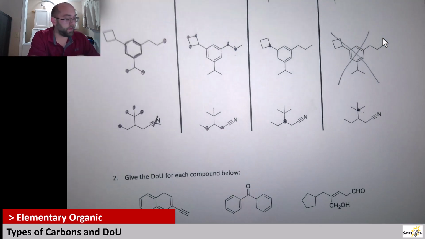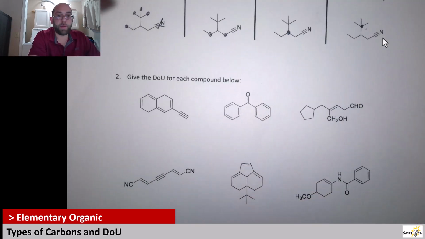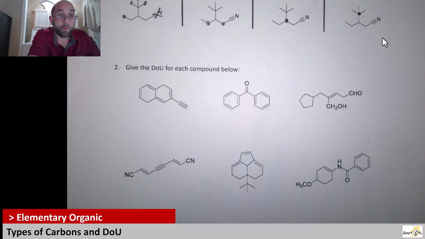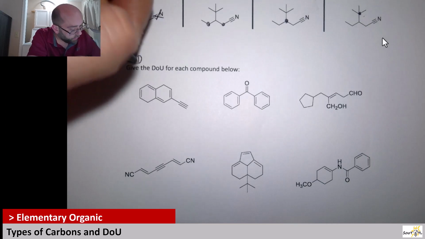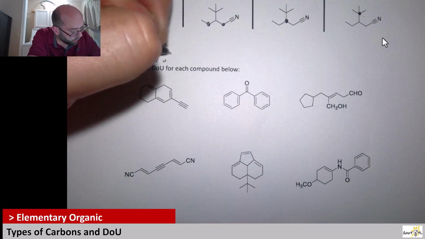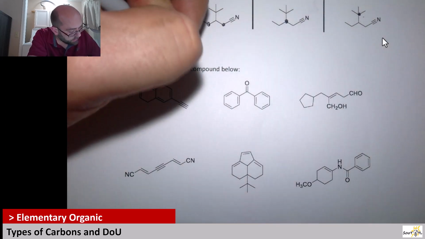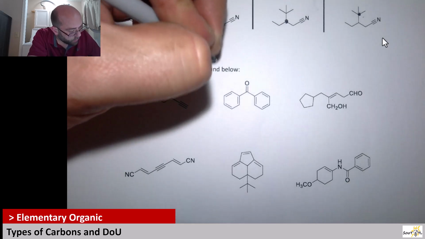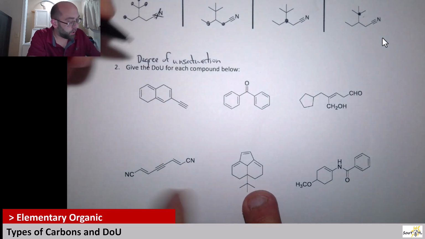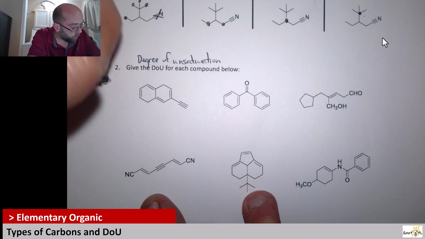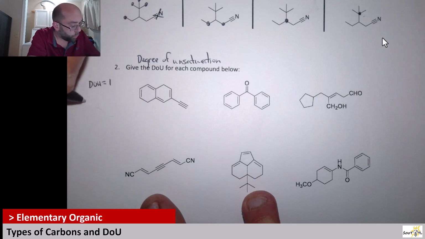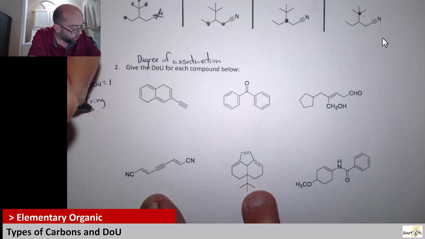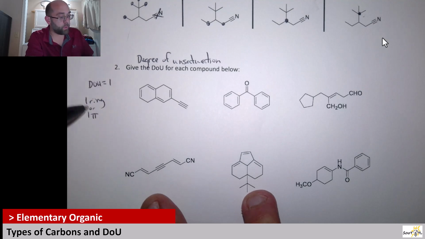And then to finish up, this next part is all about DOU, that's degree of unsaturation. A DOU of 1 could be either 1 ring or 1 pi bond. So that's what you need to look at with all these structures. Count the number of pi bonds and count the number of rings.